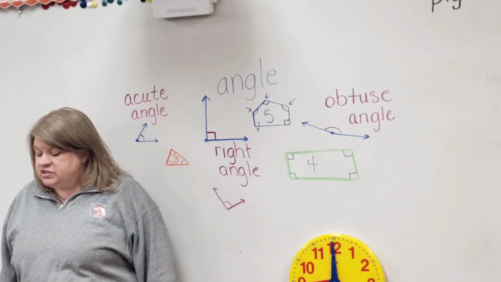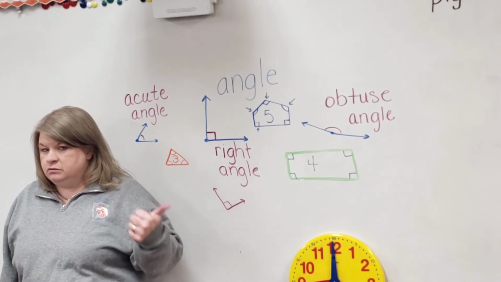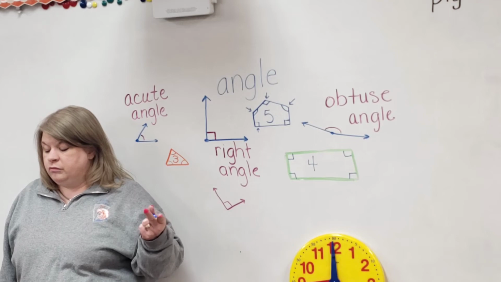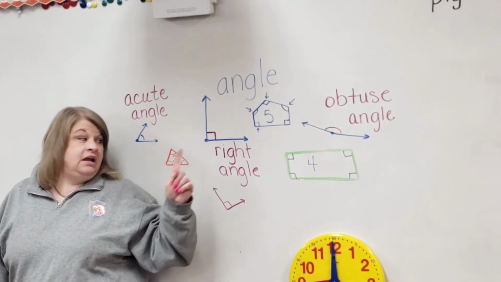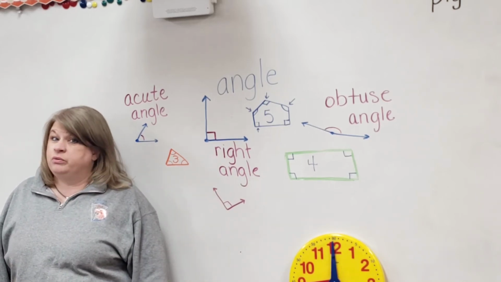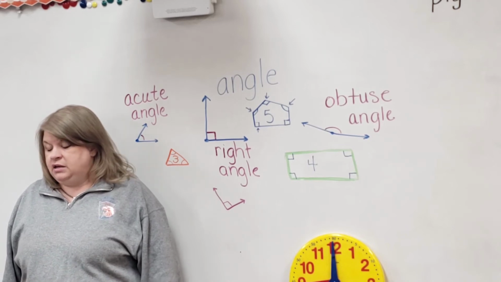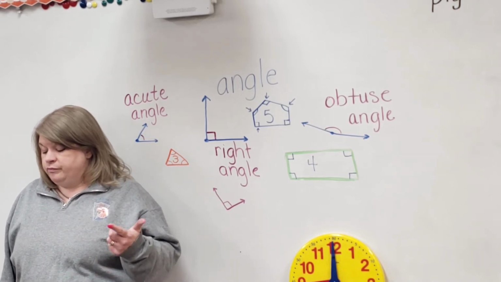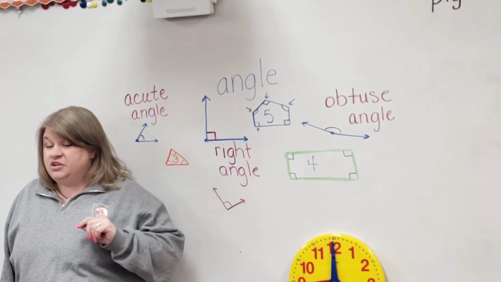Everybody look at number 7. Find the dot. Decide what kind of angle. What do you think? If you said right angle, you're correct. That right there is a square, and the square is made up of all right angles. Look at number 8. Decide. What do you think? It's also a right angle.